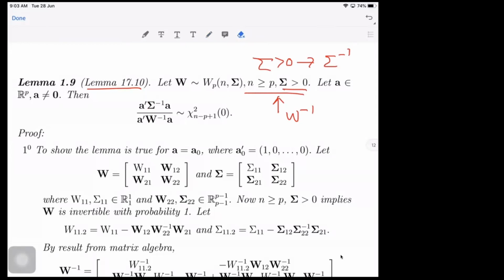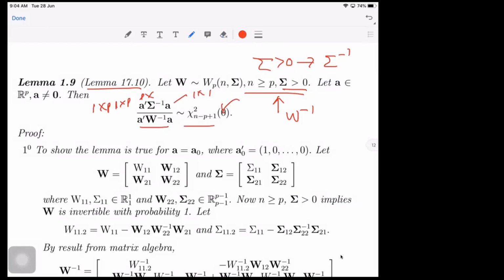So let A be a p by 1 vector, not all A equal to 0. Then the ratio between A prime sigma inverse A. So if you look at the dimension of this, it is 1 by p, p by p, p by 1. So this is just a 1 by 1 entry here. The same thing here, no? So that's why it's central chi-square with degrees of freedom n minus p plus 1.